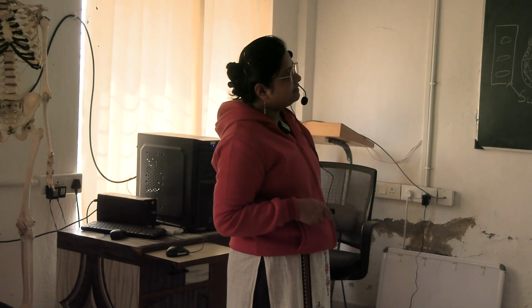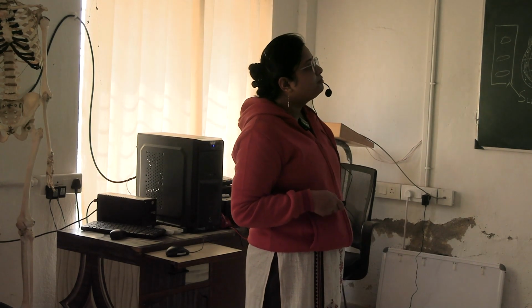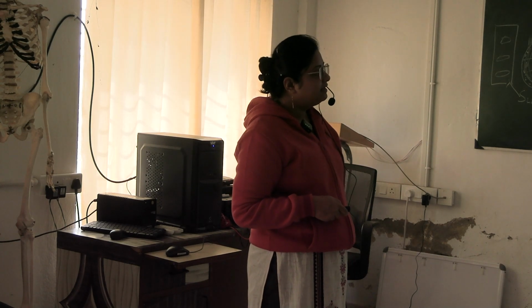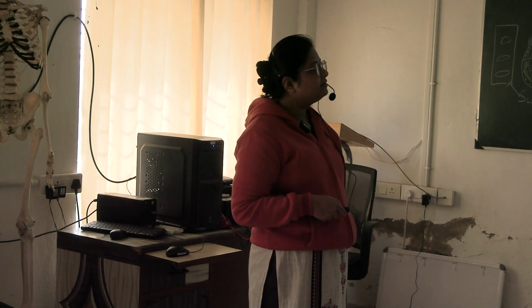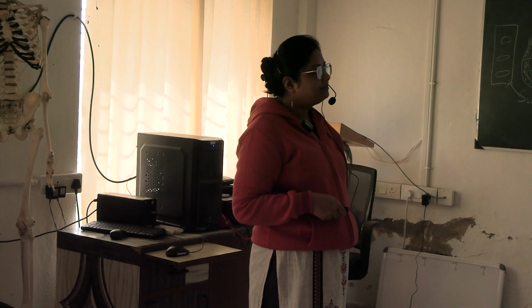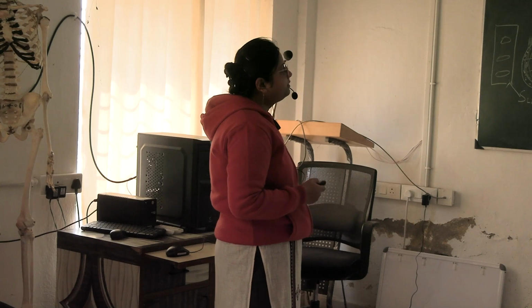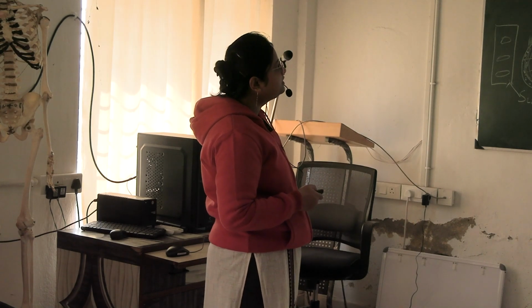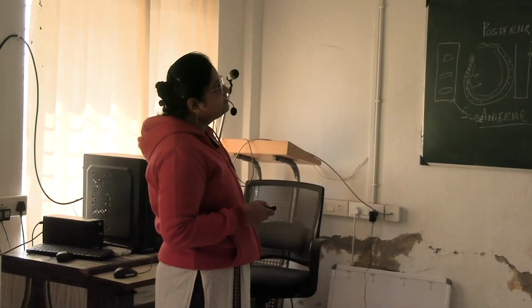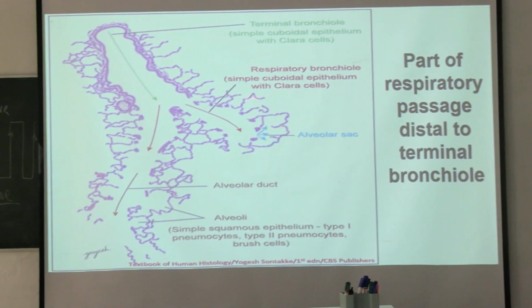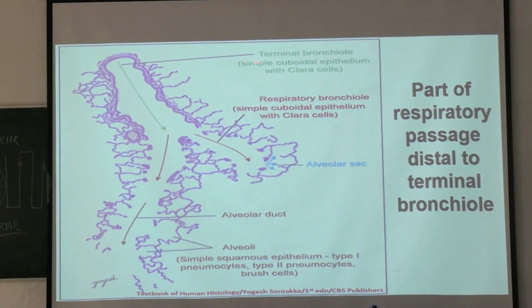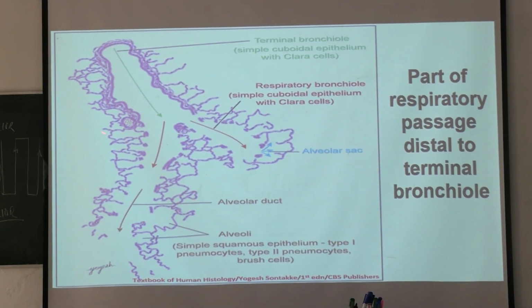Understood? And you remember, bronchiole means diameter is less than 1 millimeter. Okay, respiratory bronchiole is smaller than terminal bronchiole, less than 0.5 millimeter. Epithelium is simple cuboidal epithelium with Clara cells. So here one longitudinal section has been seen. These are the alveoli, alveolar duct, respiratory bronchiole lined by simple cuboidal epithelium with Clara cells, and this is terminal bronchiole, simple cuboidal epithelium with Clara cells.